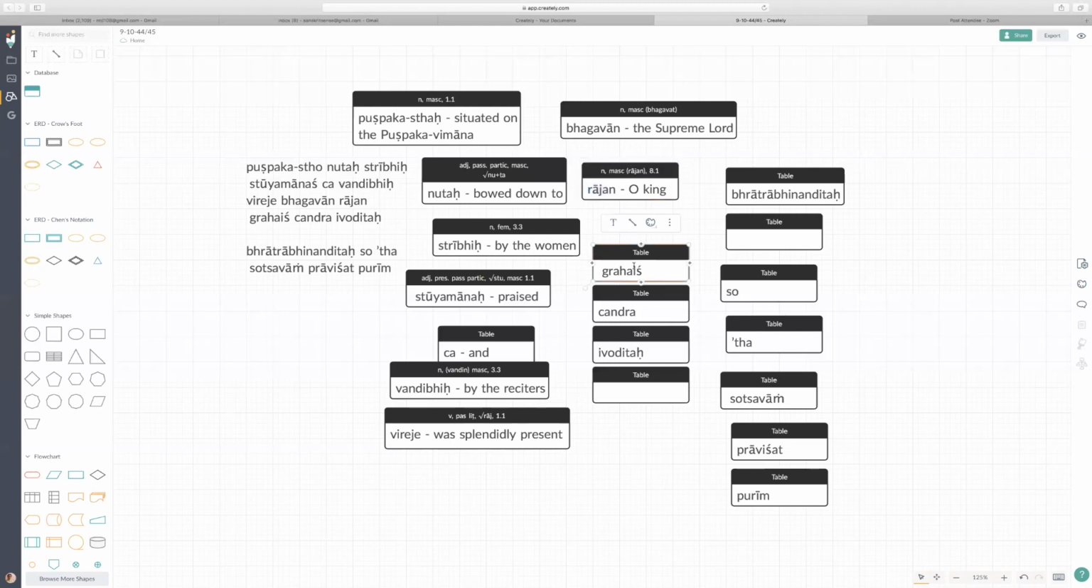Then grahaihi. Okay, this is noun. Graha, masculine. Noun, 3-3. Aihi. With the planets. Yeah, refers to the planets. Grahas. And how we translate it as three is the third vibhakti.